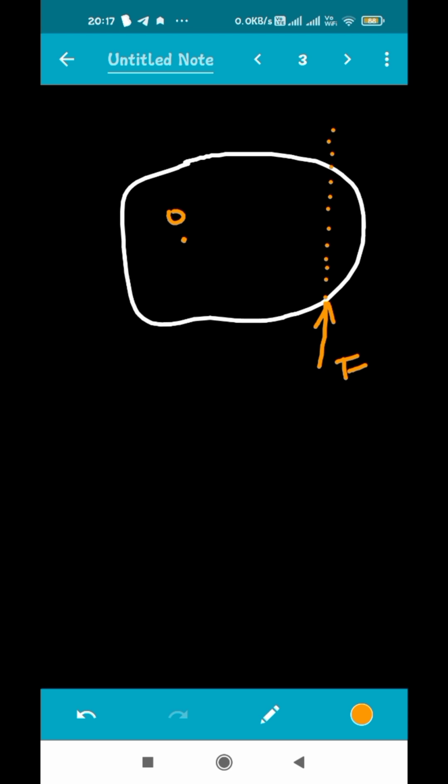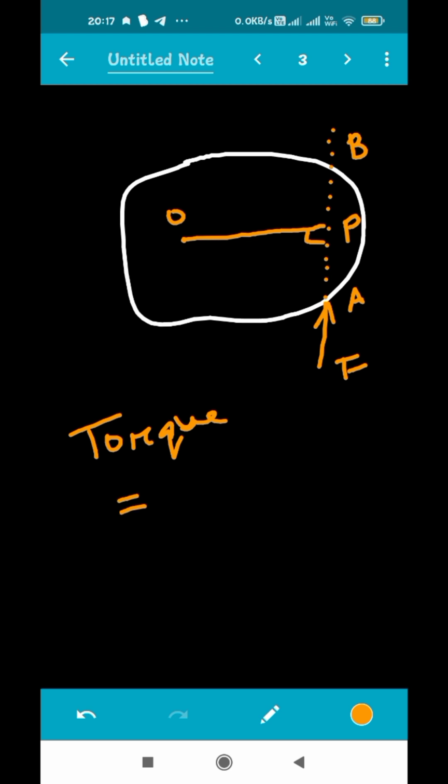From that point, if I draw a perpendicular line to the line of action of the force, let me term the line of action of the force as AB. So to AB, if I draw a perpendicular line from the point O, from the point of pivot, and I mark the point as P, so OP is the perpendicular distance which I was talking about. So what will be the torque? The torque will be equal to, like we saw, the product of the force, that means force into the perpendicular distance OP. So force into the perpendicular distance will give you torque.